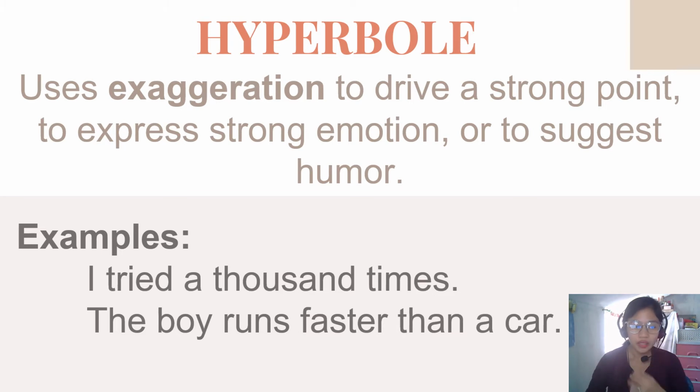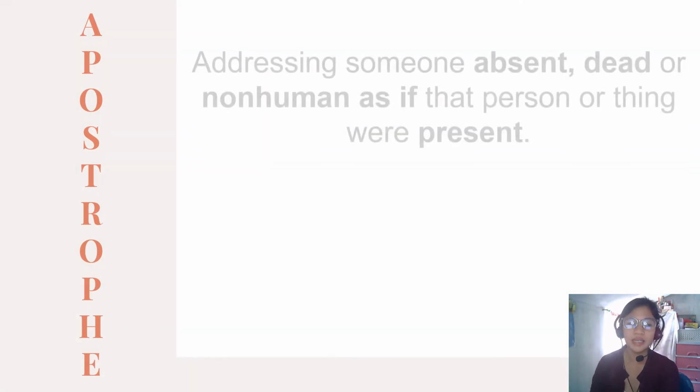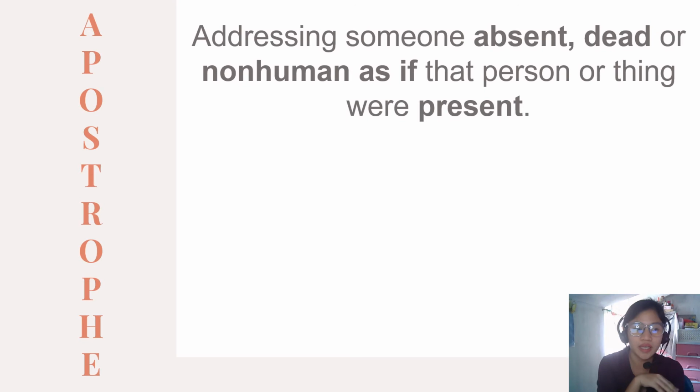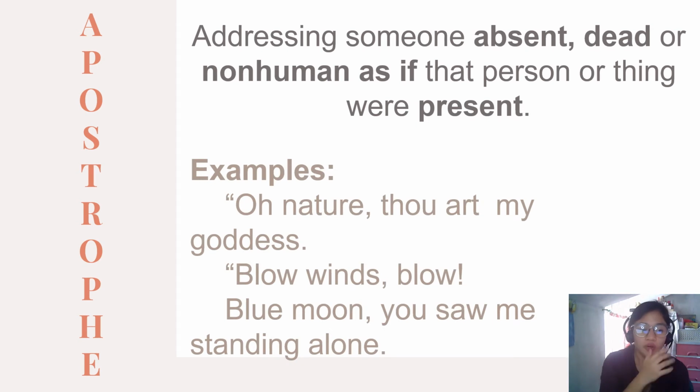Next one, apostrophe. Apostrophe is addressing someone absent, dead, or non-human as if that person or that thing were present. You are calling the dead person. You are calling the non-human. For example, "O nature, thou art my goddess." Can nature answer you?